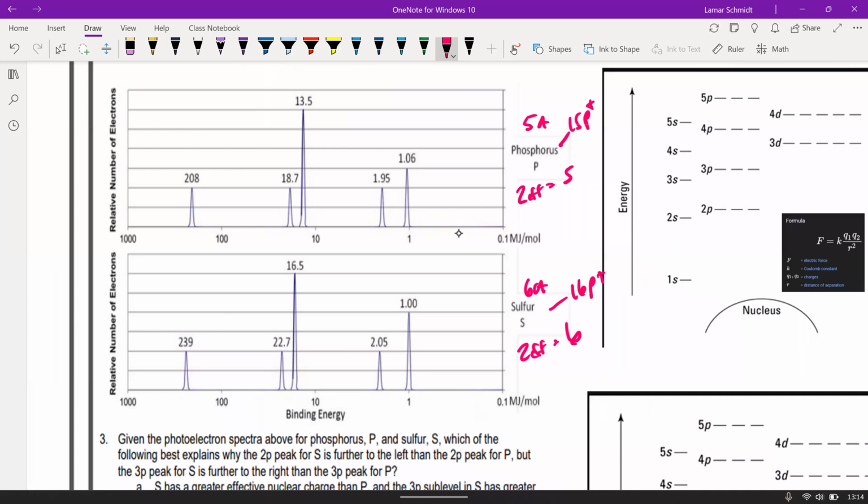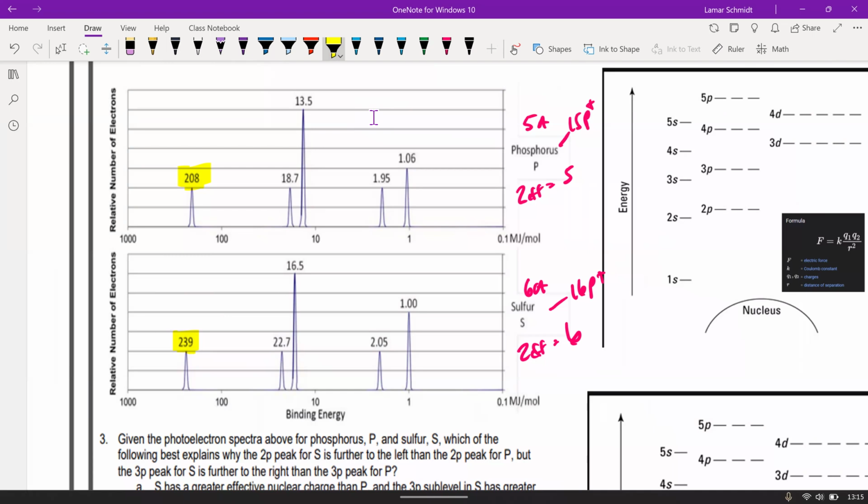So now let's look at these peaks on sulfur and phosphorus. Let's see if we can make some sense of this. So here we are at the 1s peak of phosphorus. We see that it's at 208, right? And on sulfur, it is at what? 239. So indeed, that 1s peak is higher for sulfur than it is for phosphorus. Isn't that what it's supposed to be? Well, it looks like everything's going well. I don't see an exception.